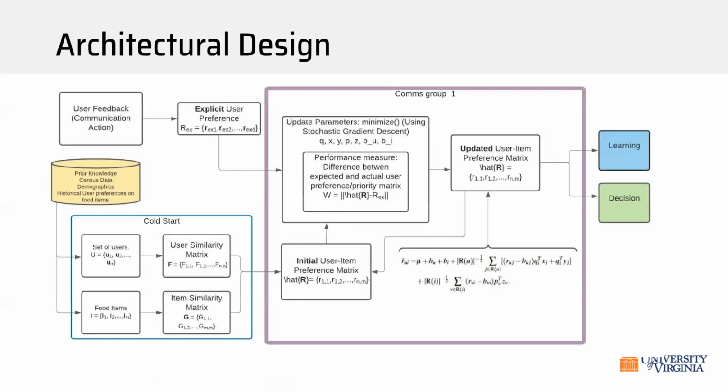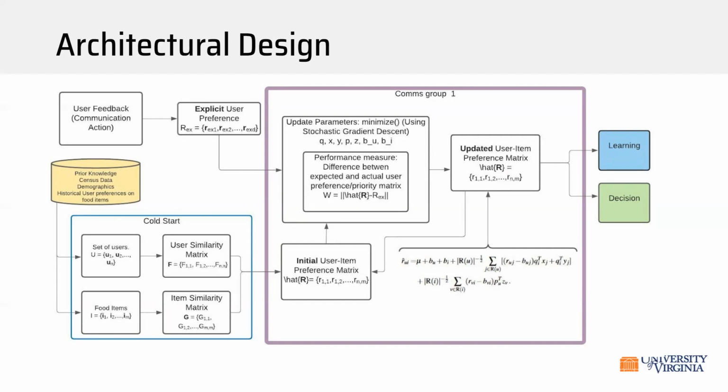Here's an overview of our design. Starting from the left, we take in the initial data and use it to construct our user-to-user and item-to-item similarity matrices. Using these similarity matrices as a baseline, we resolve the cold start problem and can construct an initial user-to-item preference matrix. This initial matrix is then sent as an input to another function to learn the various model parameters to produce the predicted ratings and minimizes the difference from ground truth via stochastic gradient descent. Then the updated predicted ratings will be passed to the learning and decision-making groups.